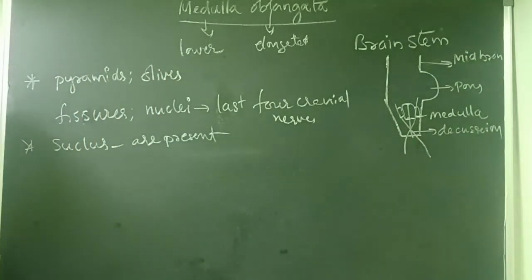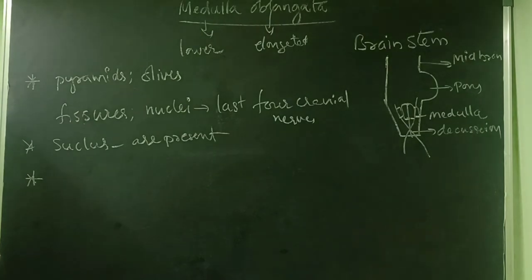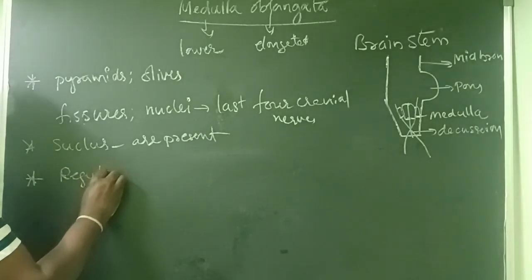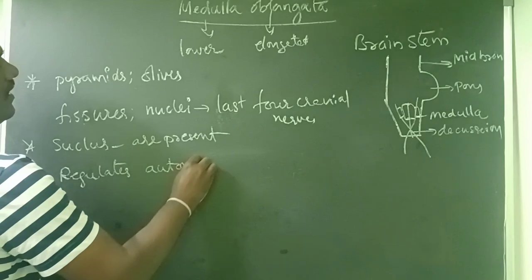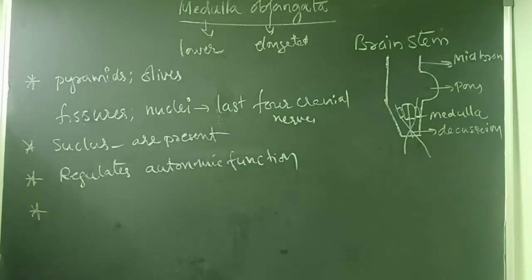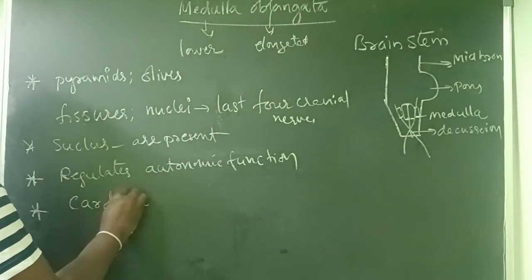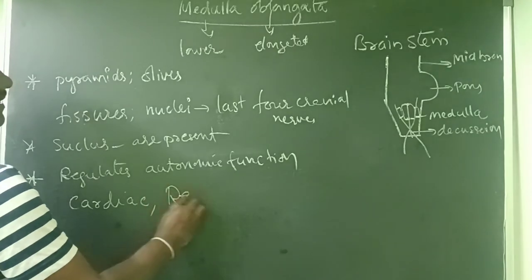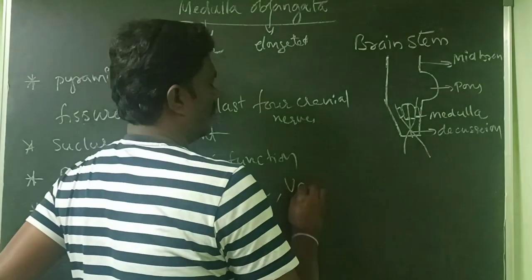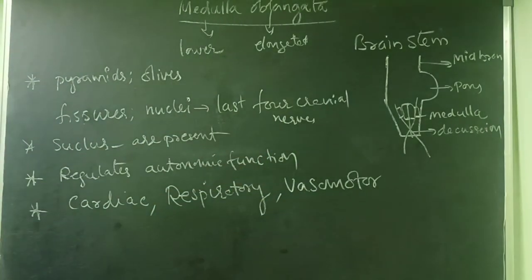What are the functions of the medulla oblongata? The medulla oblongata regulates autonomic functions, and also the centers for cardiac, respiratory, and vasomotor functions are present in the medulla oblongata.